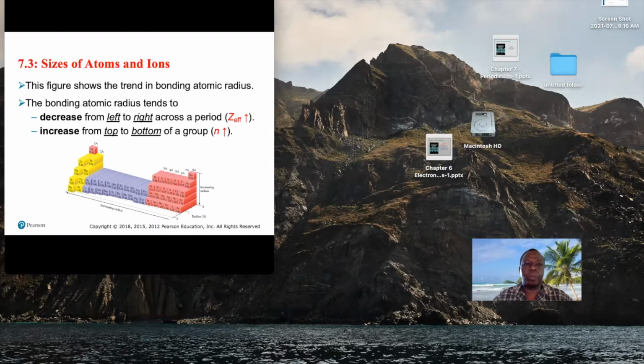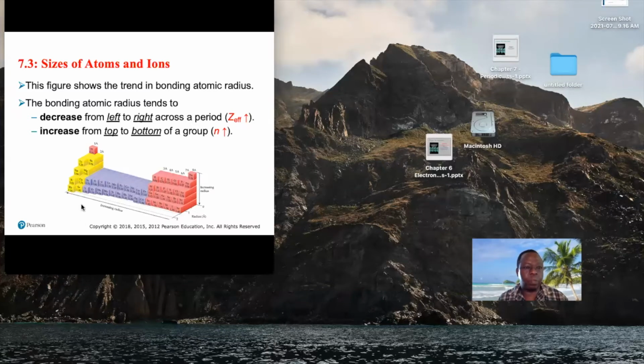As you go from left to right, the atomic radius decreases. As you go down the periodic table for a particular group, the atomic radius increases. The reason why this may be, I wish I could just have my whiteboard to illustrate the reason why you see this pattern.